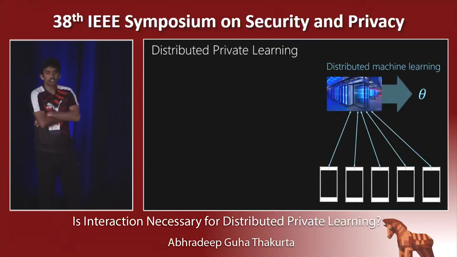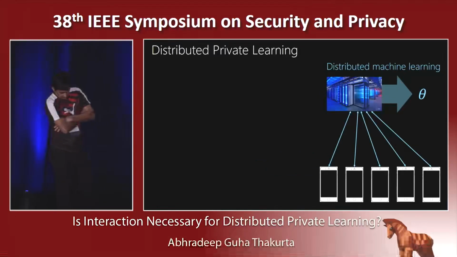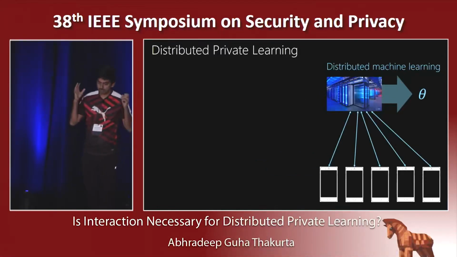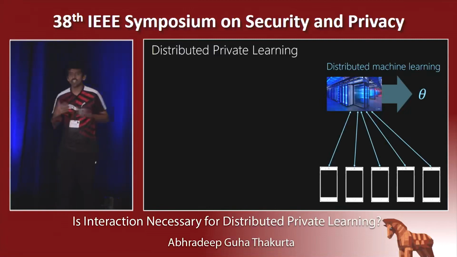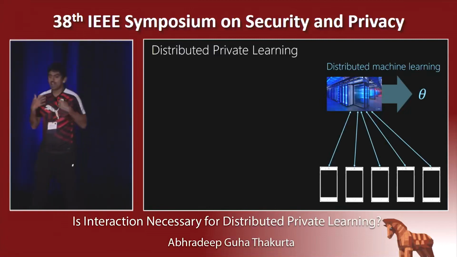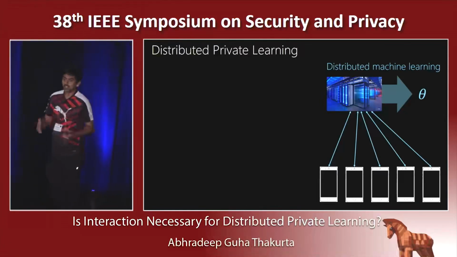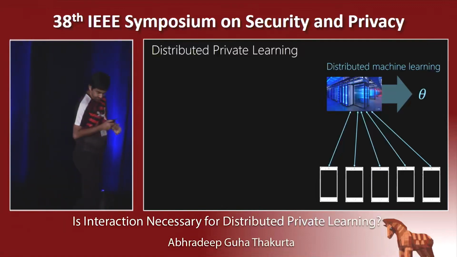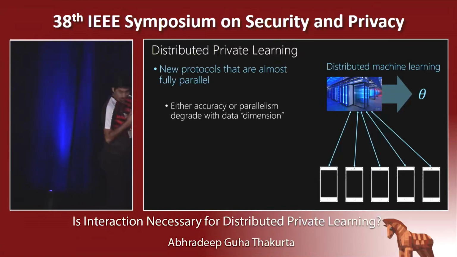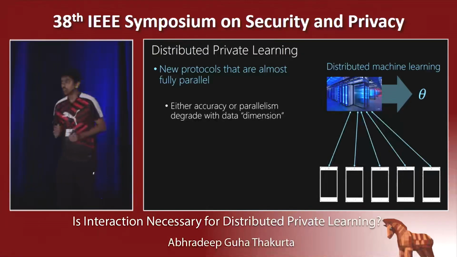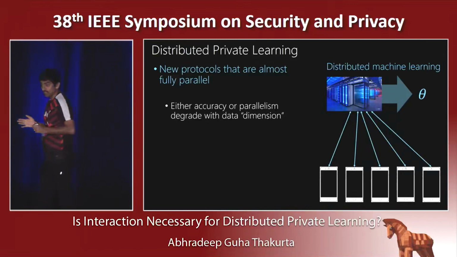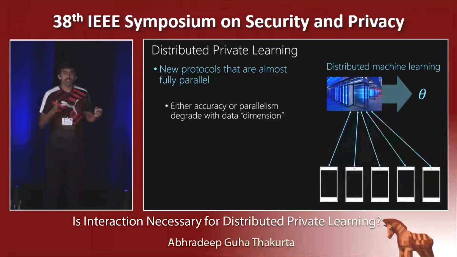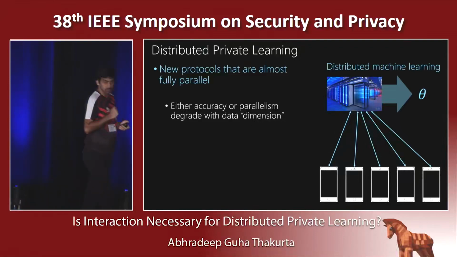So this talk is about distributed private learning. Typically you can think of there are a bunch of devices. Each device has a data sample, and there is a server which wants to train a learning algorithm on these devices, and the trained outcome is a model. Now, in our work, what we show is protocols which are almost fully parallel in the sense, under the constraint of privacy, that the server can talk to each of these devices independently and still come up with a reasonable model.